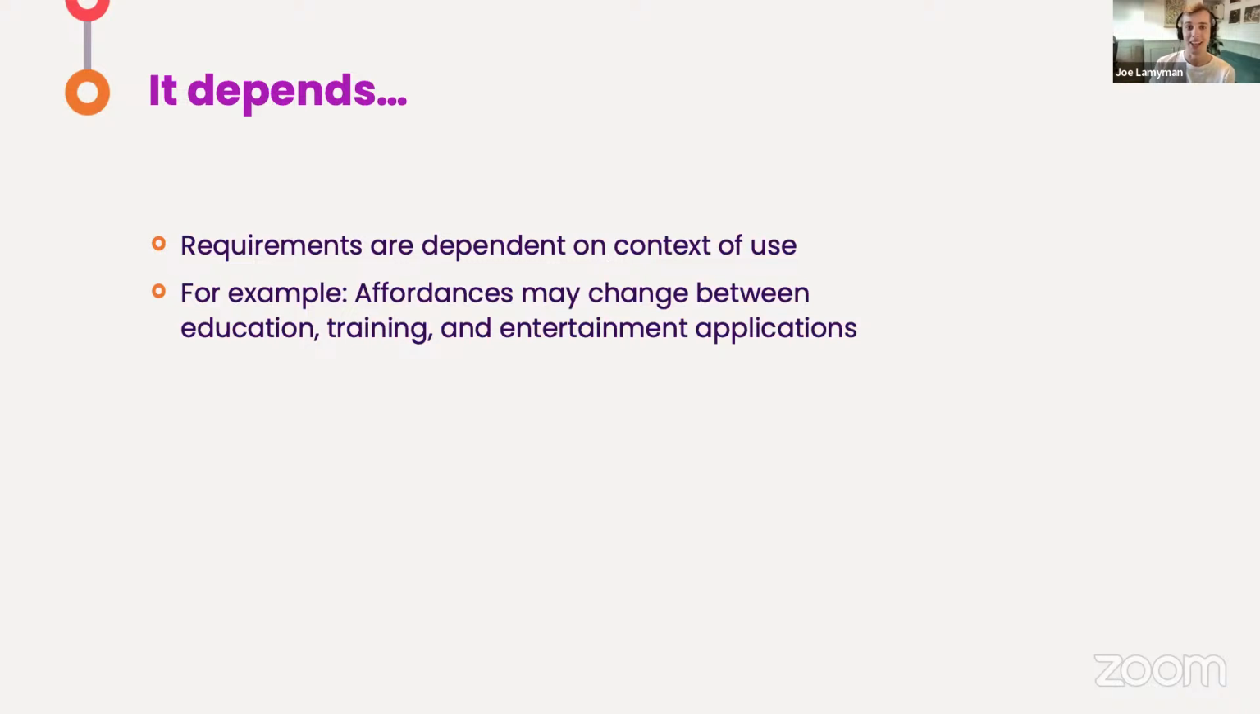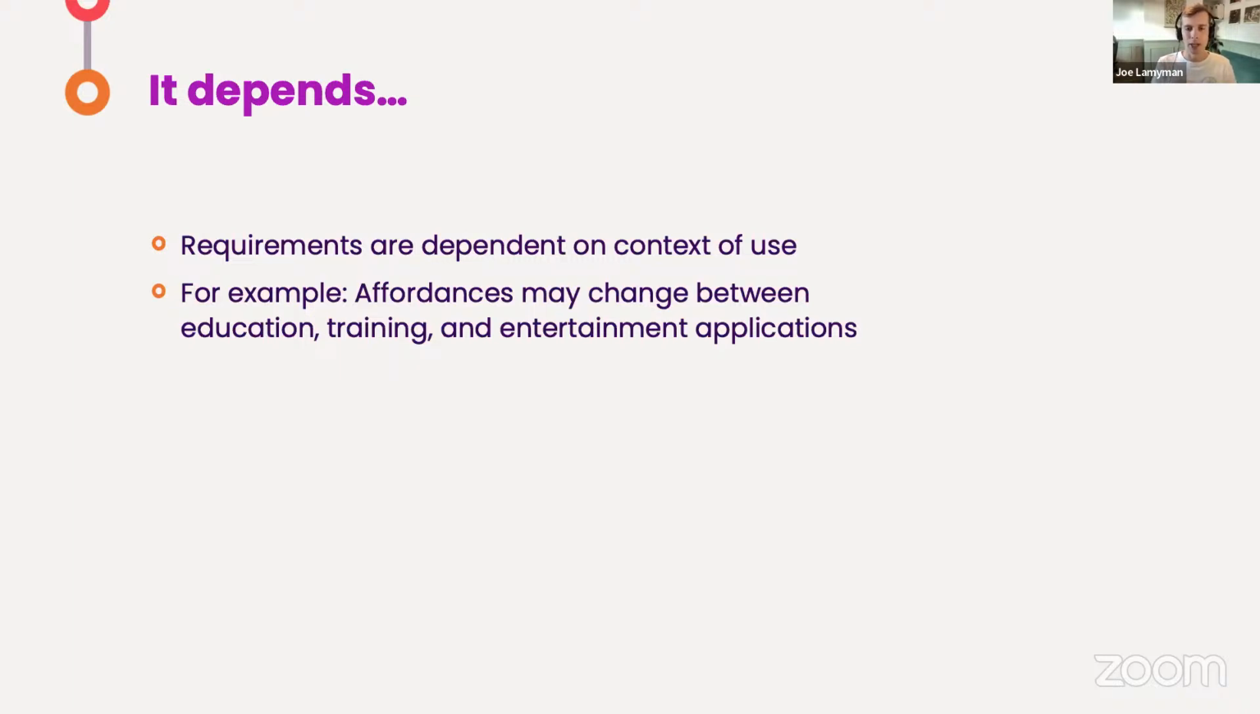But as always, it does depend. These things are context dependent, and it depends on the context of use in which your application or experience is being used. So, for example, things like affordances and the way you identify important objects might be something that you want to make really clear, easy, and obvious if you're designing an education or training experience. We want to make sure that people understand clearly how they should be using things.